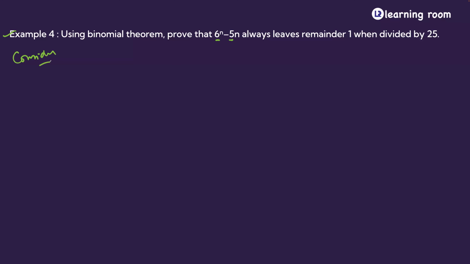So what we are going to consider is (1 + x)^n. What is (1 + x)^n? It is going to be nC0 + nC1 x + nC2 x² + so on + nCn x^n. So if from 1 + x I want 6^n, what is the value of x I'm supposed to substitute? I need to substitute x as 5. When I substitute x as 5 in this, what are we going to get?